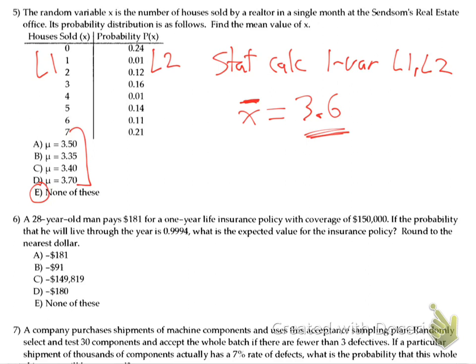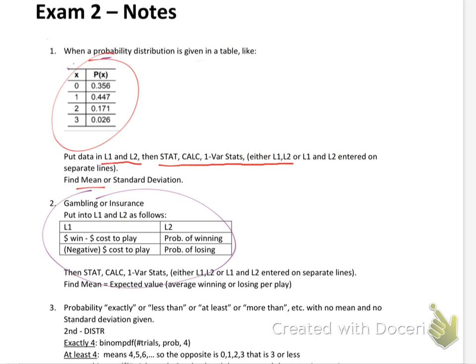A 28-year-old man pays $181 for a 1-year life insurance policy with coverage of $150,000. If the probability that he will live through the year is 0.9994, what is the expected value for the insurance policy? Round to the nearest dollar. So if we go to our notes, I think it's pretty clear. Do you see what number it is?